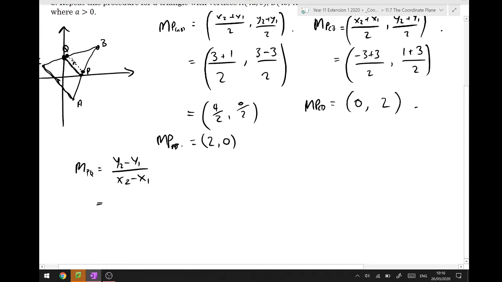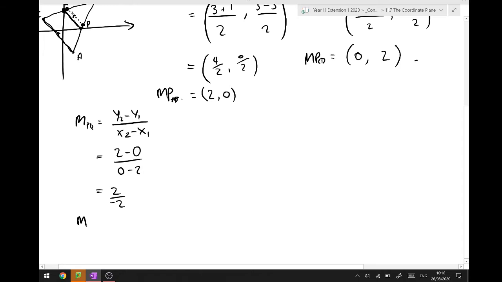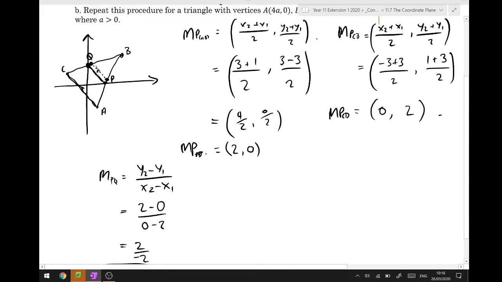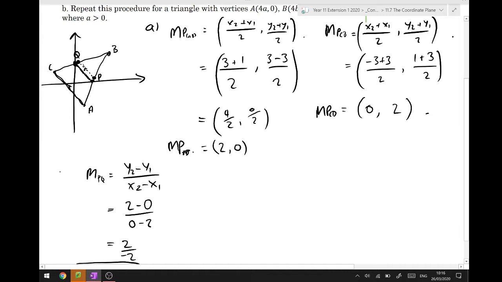It doesn't matter which way I do it, so I'll go 2 minus 0 over 0 minus 2. That gives us 2 over negative 2. So the gradient of PQ is equal to negative 1. Now I should actually put an A and a B.